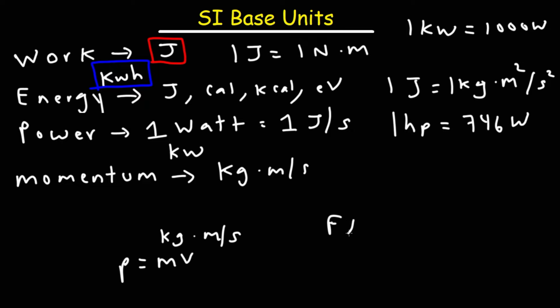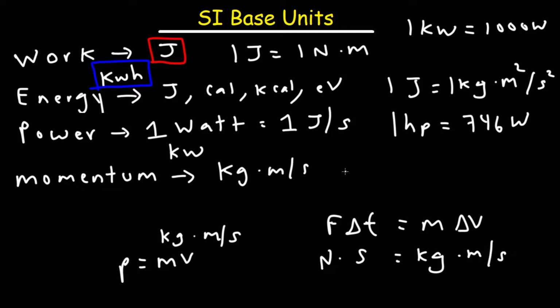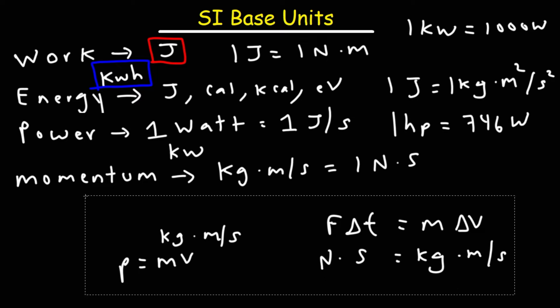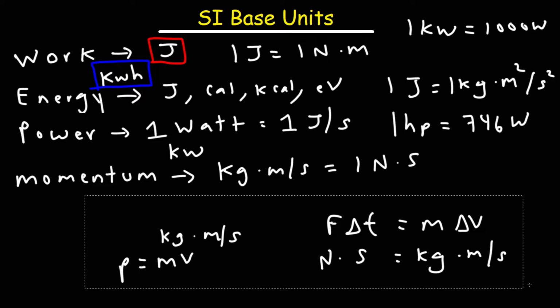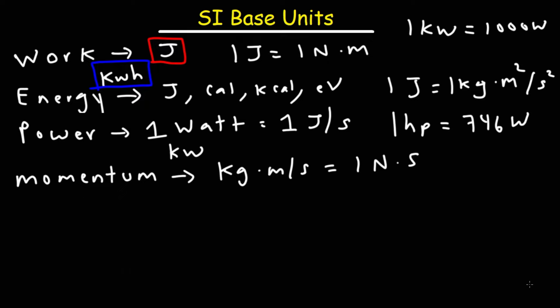Now there's something called the impulse momentum theorem. Impulse is force multiplied by time. The impulse is equal to the change in momentum, mass times the change in velocity. So force is in newtons, time is in seconds, mass is in kilograms, v is in meters per second. So momentum can be represented as kilograms times meters per second, but it can also be represented as newtons times seconds. That's why I wanted to mention the impulse momentum theorem, so you know that those two units are equivalent to each other.